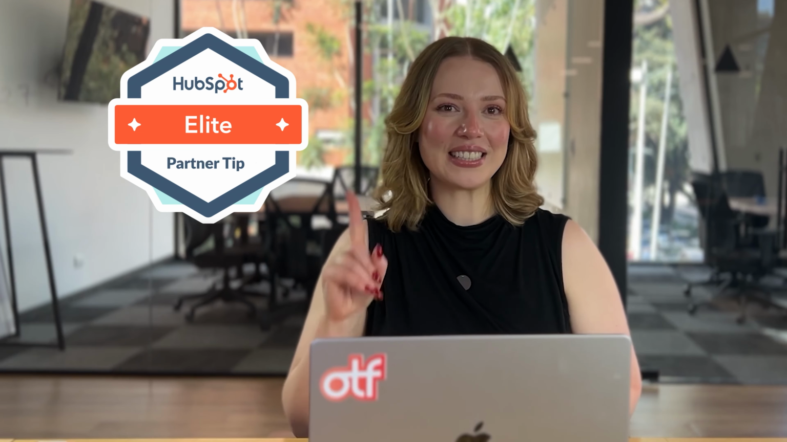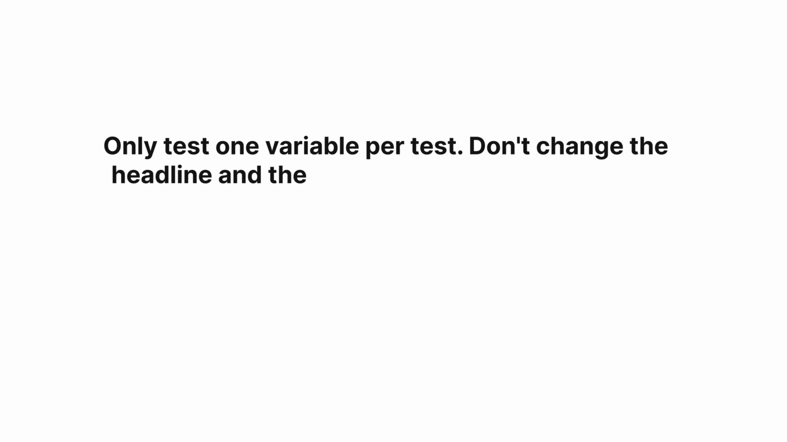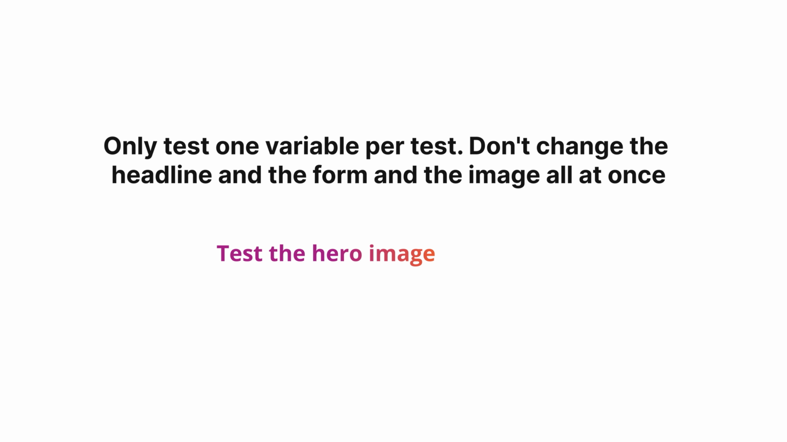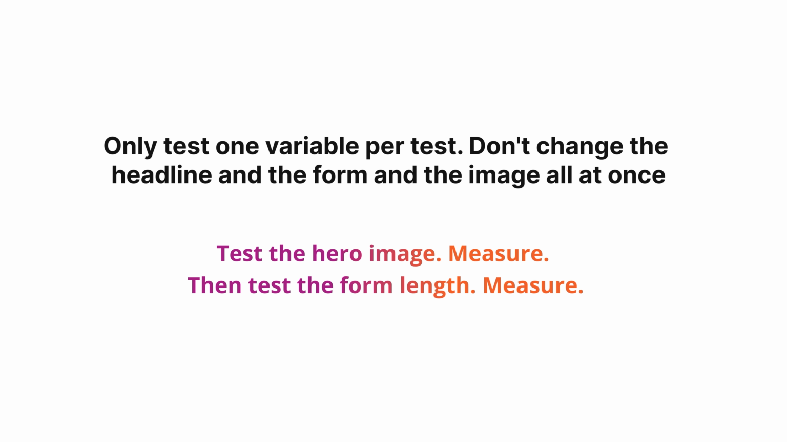So elite partner tip here, make sure to only test one variable per A/B test. So don't go and change the headline, the form, the images all at once because you'll never actually know what will move the needle. So first test the hero image, then measure, then test the form length, and then measure, then the CTA, and then measure. One variable at a time.